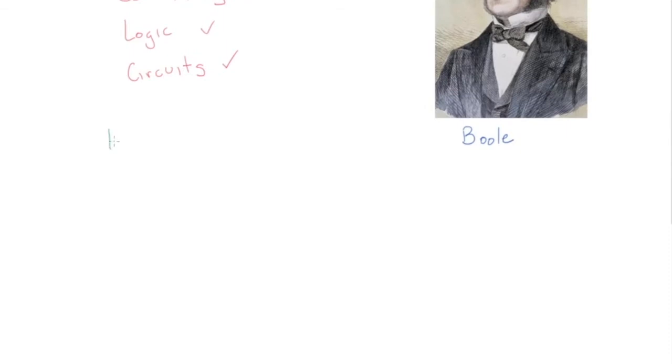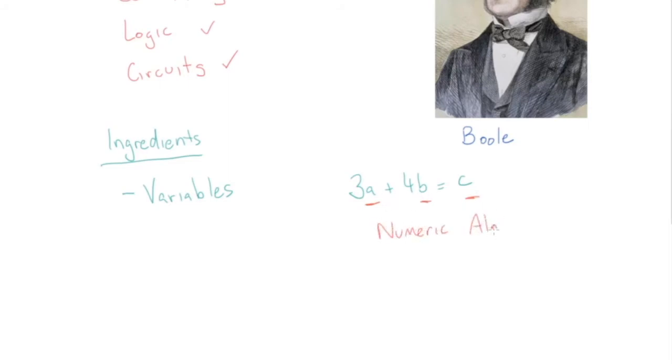Okay, so you can think of a Boolean algebra as consisting of a sort of limited set of ingredients. So the first set of ingredients are variables. So it is an algebra, right? And you've probably studied algebra in school where you saw statements like, 3a plus 4b equals c. So here we have variables a, b, c. And in this kind of numeric algebra, a, b, and c stand for numbers.